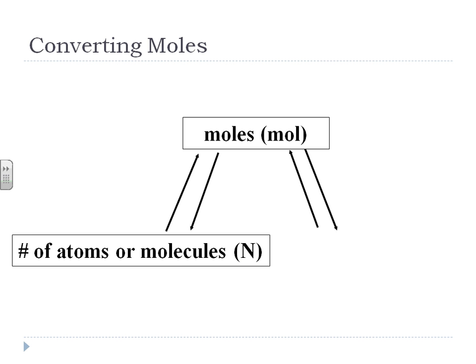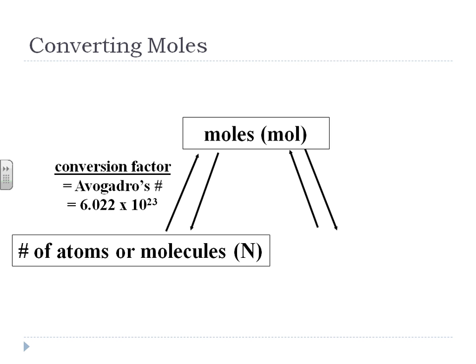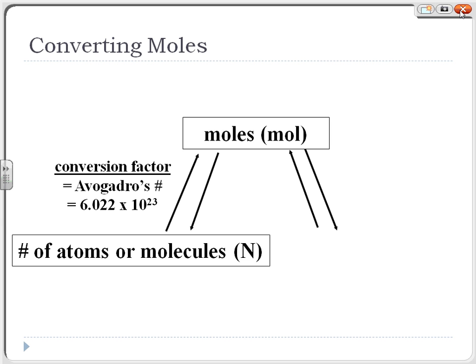If I want to go from number of atoms or molecules to the number of moles, the conversion factor I'm going to use is Avogadro's number, which is 6.022 times 10 to the 23. That means you have to write in a conversion factor the two things that are equal. So if I have 1 mole, I have exactly 6.02 times 10 to the 23 atoms or molecules.